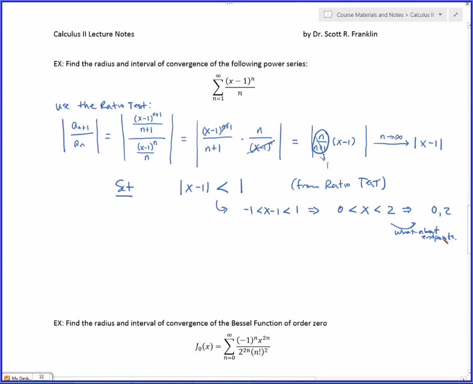So here's where you've got to take an extra step. So we use the ratio test, we take the limit of it, we set it less than 1, solve that inequality for x, and now we know what the interval is. It's from 0 to 2. By the way, what's the radius of convergence? This right there is your R.